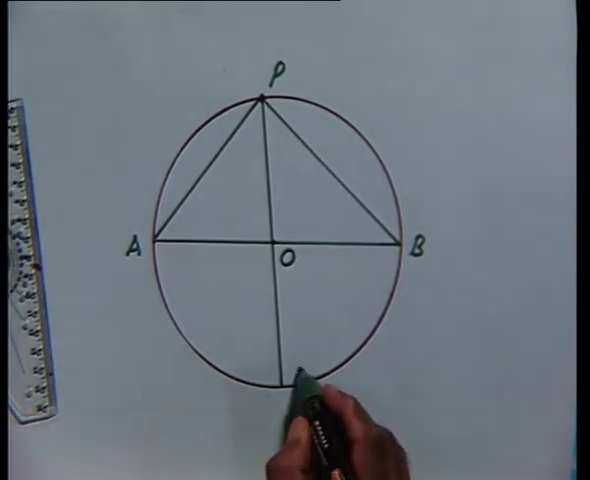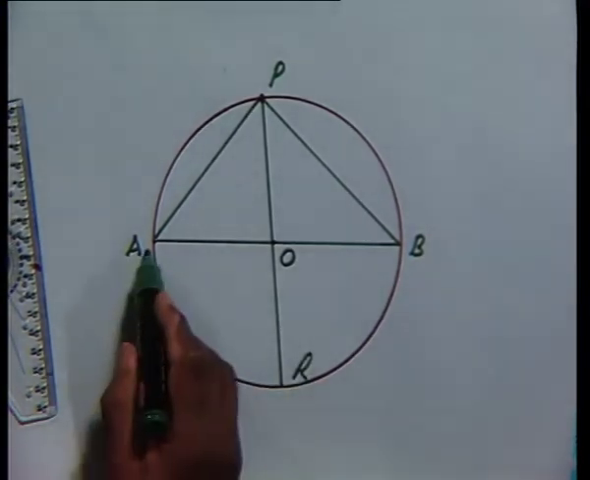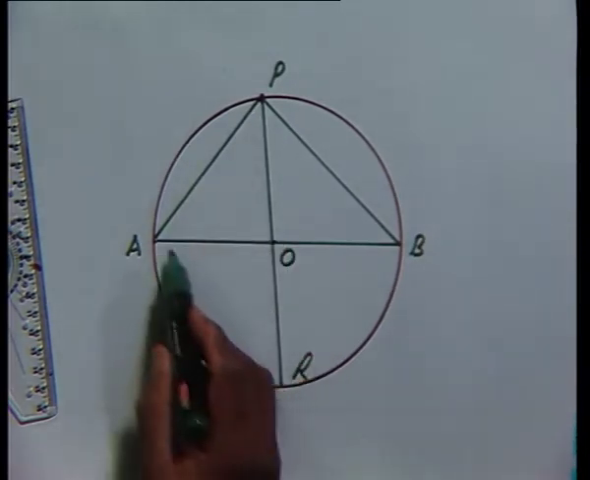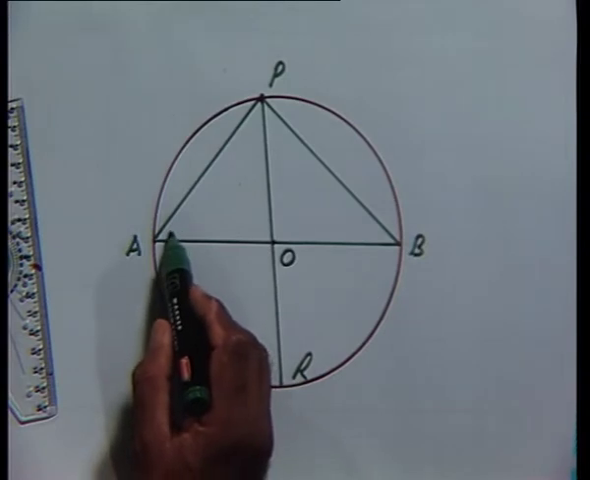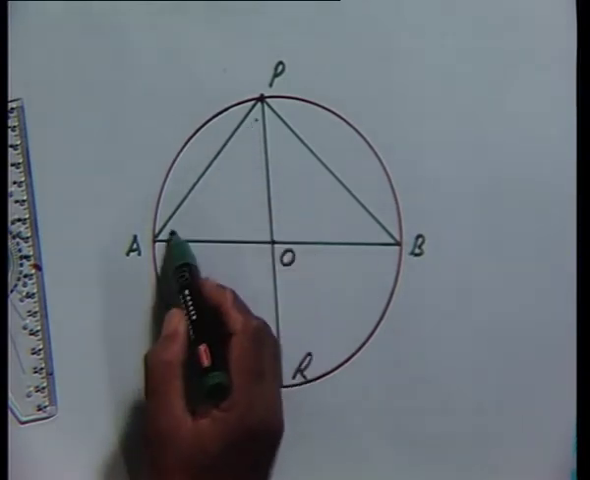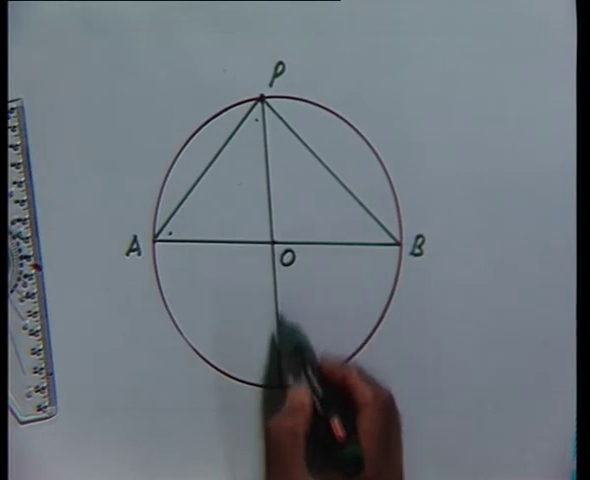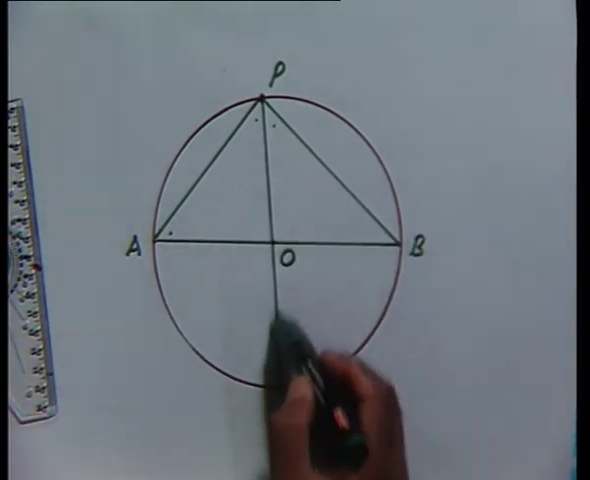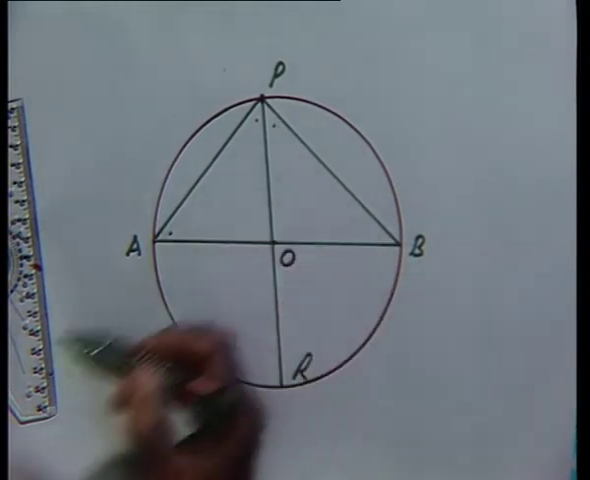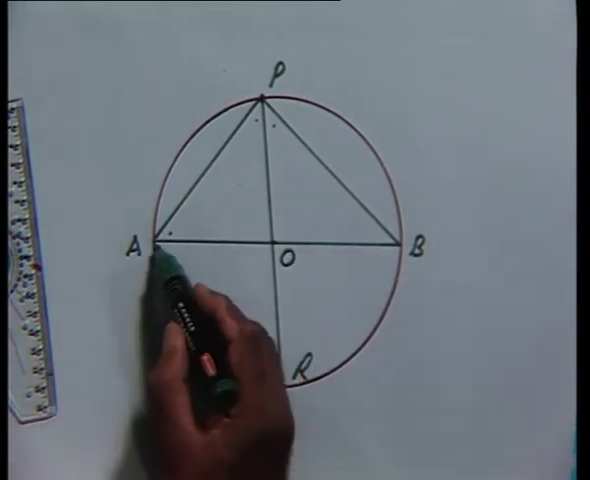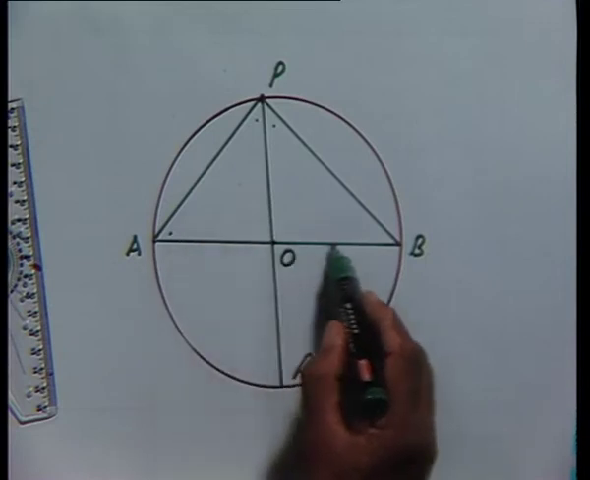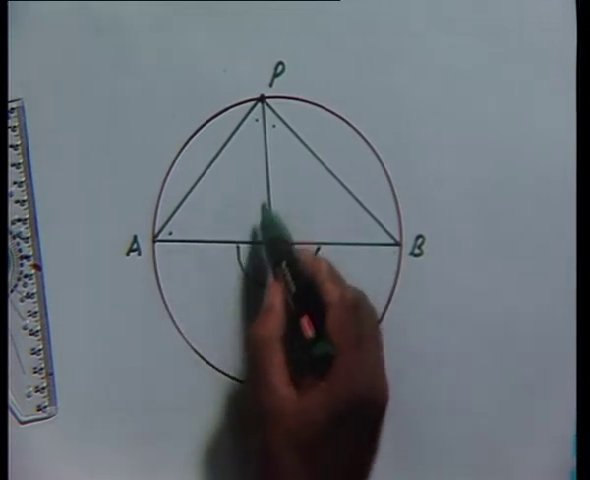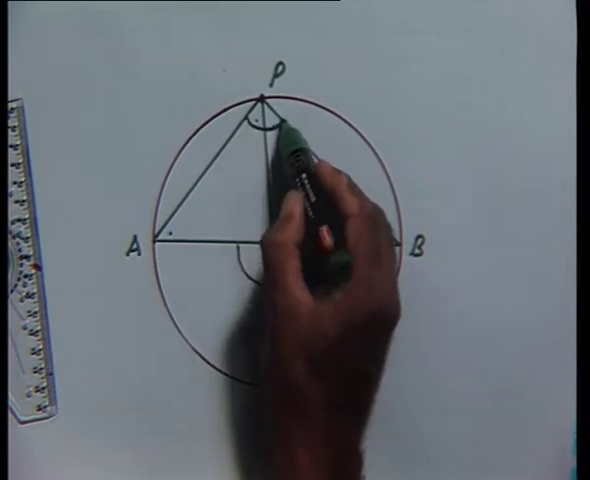Same situation again, if I call this R, angle AOR is double of this, because AOR is equal to the sum of this angle plus this angle, which are both equal, and BOR is double of this angle, because this is the exterior angle, these two angles are equal. That means this angle whole, write this one, this angle becomes double of this angle.